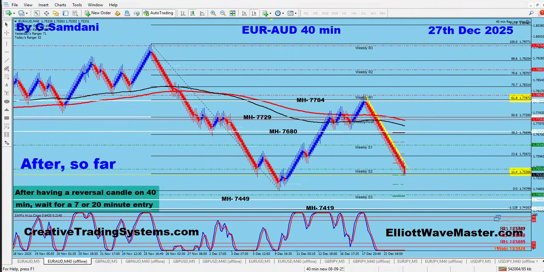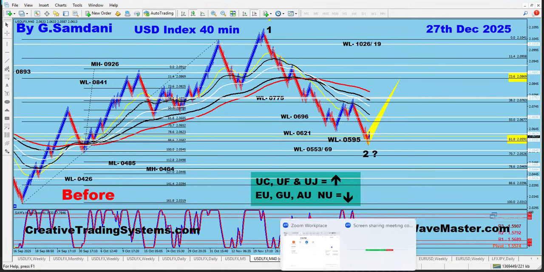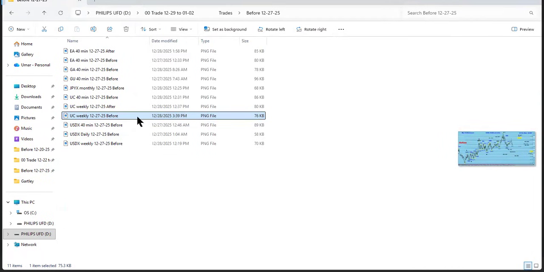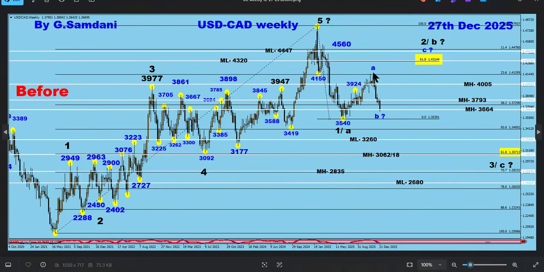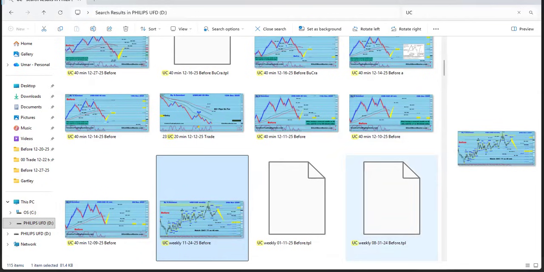Whoops, not there. Where the heck is that? Where'd it go? Oh, I moved it. Okay, no problem. You see that? It came down from there to there, right? This chart I just showed you.